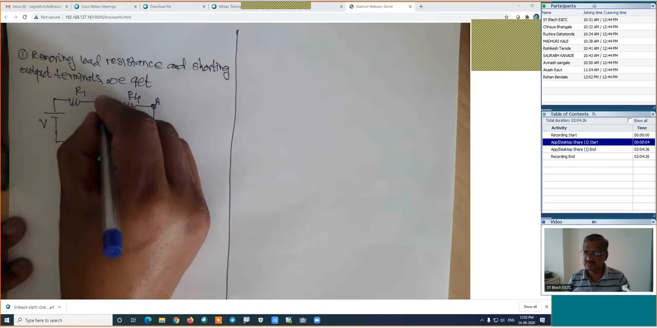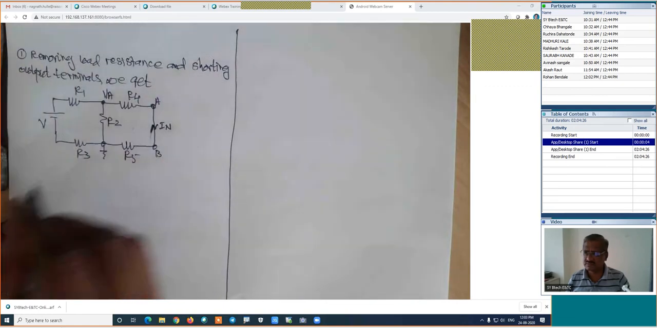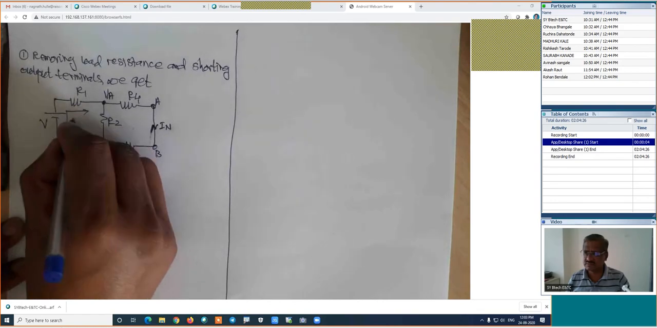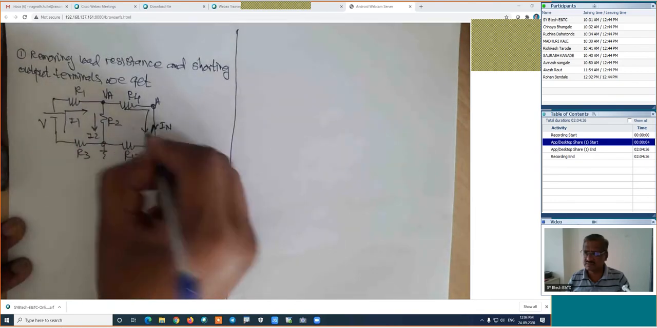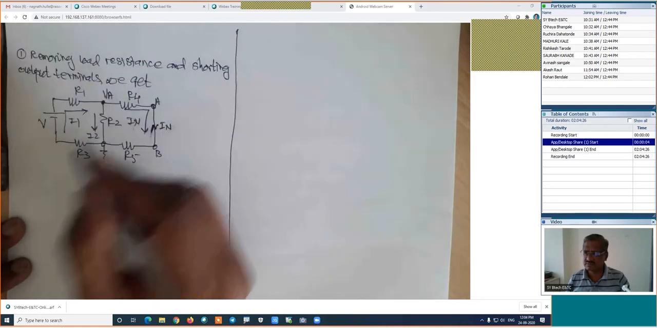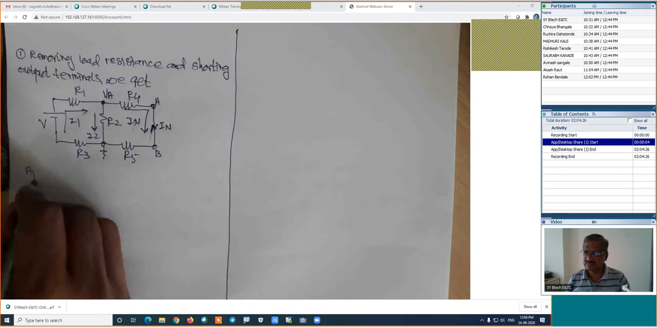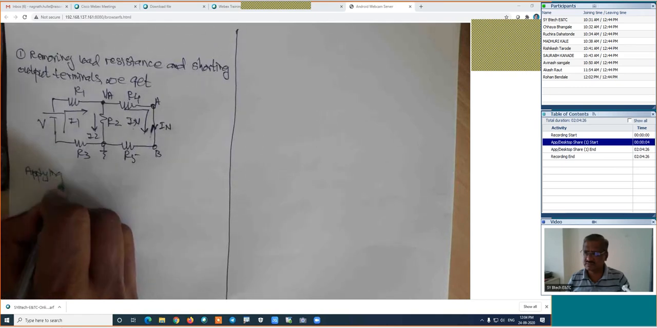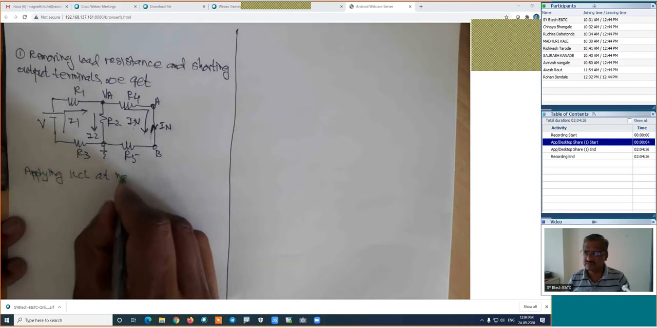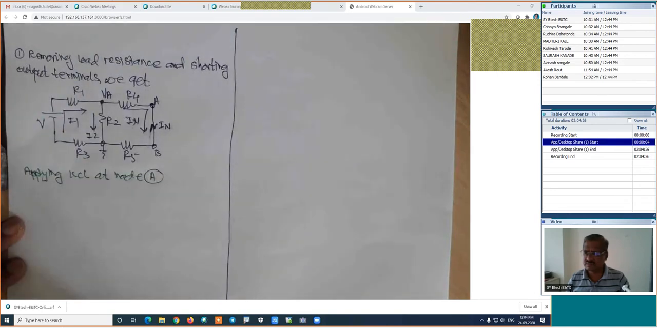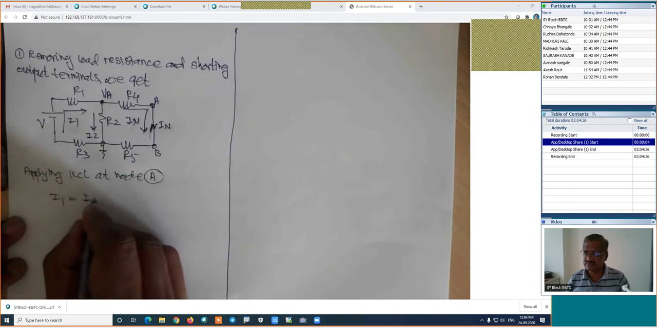In this case, it is node A having its potential VA. This is the ground node. This current may be I1. This current may be I2, and this current may be the current which is IN. Is it right? Applying KCL at node A. If we apply the KCL, or Kirchhoff's current law, at node A, how will the KCL be? I1 is equal to I2 plus IN.